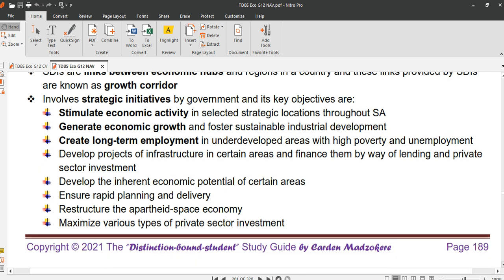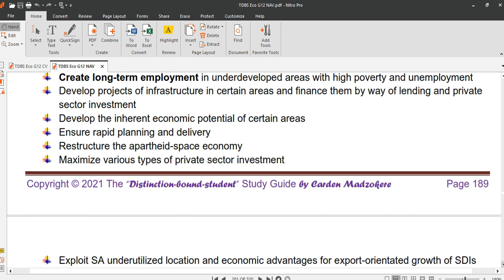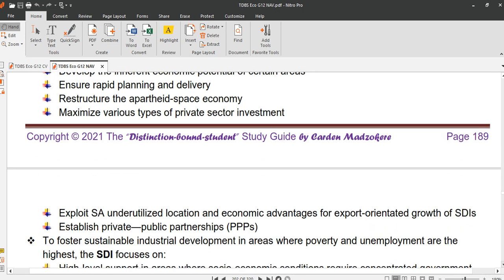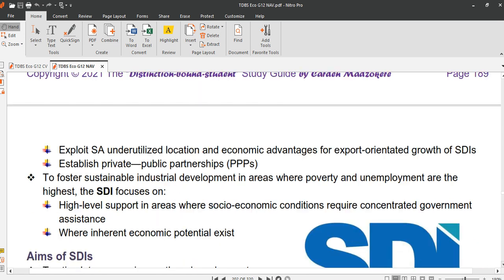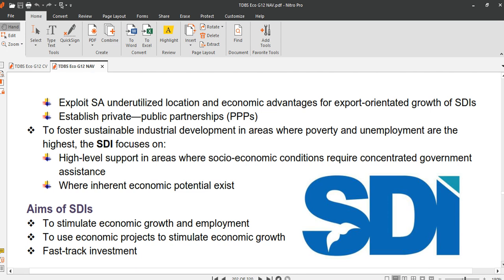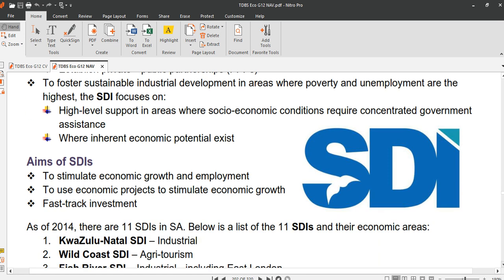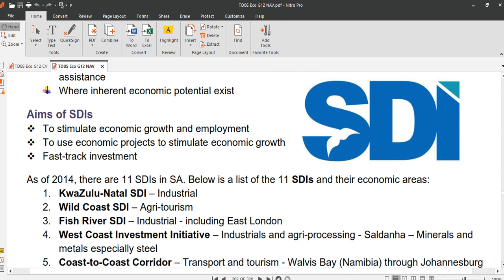To restructure the apartheid space economy. To maximize various types of private sector investment. To exploit South Africa's underutilized location and economic advantages for export-orientated growth of SDIs. To establish public-private partnerships, PPPs. To foster sustainable industrial development in areas where poverty and unemployment are the highest. The SDI focuses on high-level support in areas where socio-economic conditions require concentrated government assistance where inherent economic potential exists. That's it with the objectives.